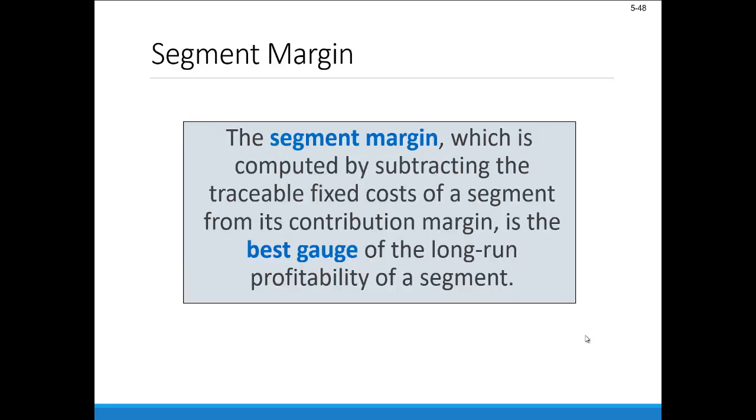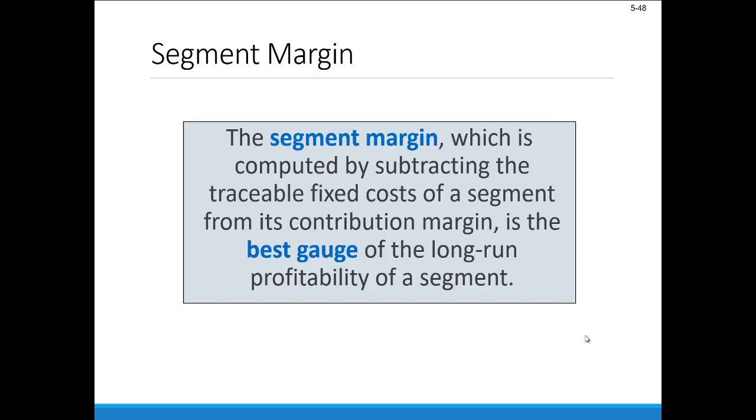Now in this class, we've already talked about a couple different margin calculations. We had gross margin way back at the beginning of the semester, and we also had contribution margin that we've been using for a while here. Now we have this idea of segment margin. Segment margin is going to be calculated by taking the contribution margin of a particular segment and deducting only the traceable fixed cost of that segment.